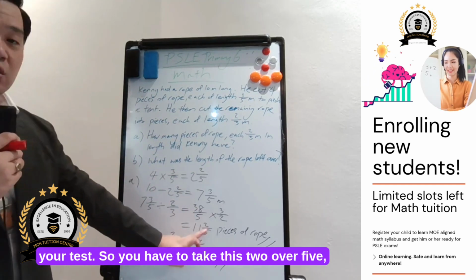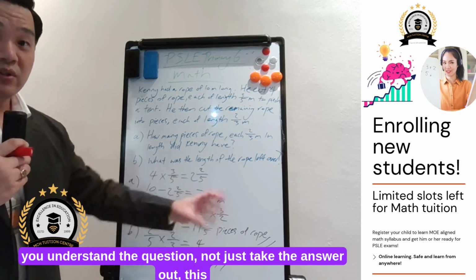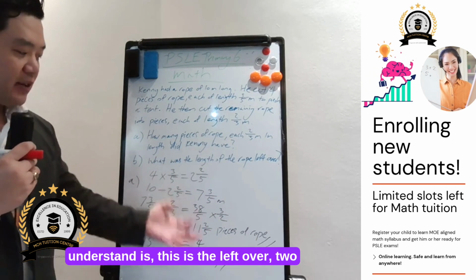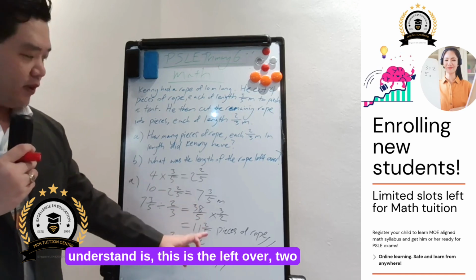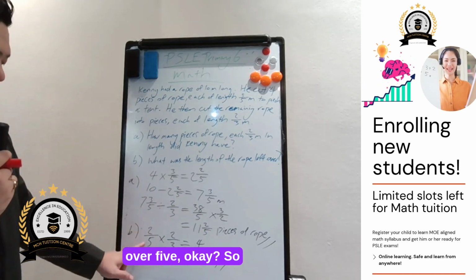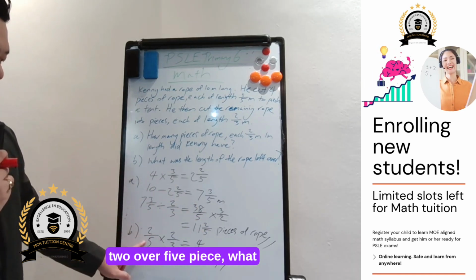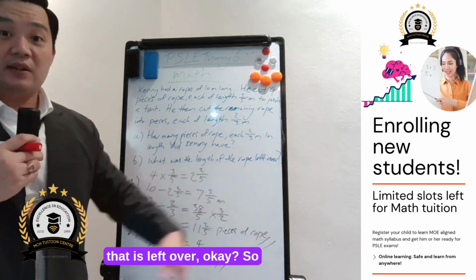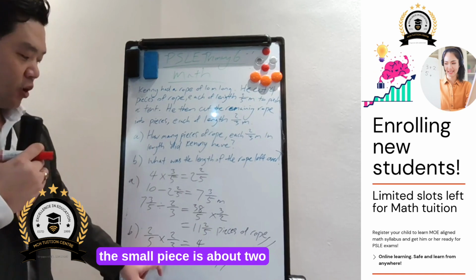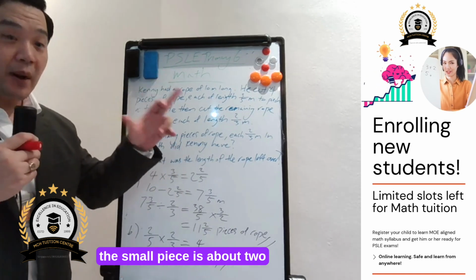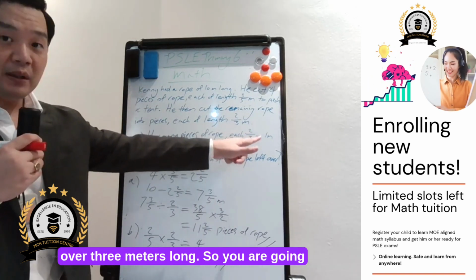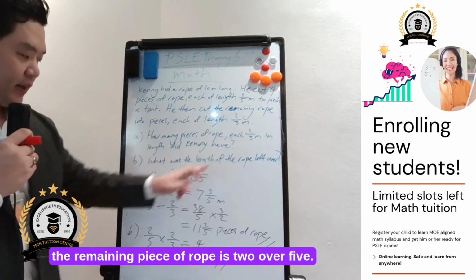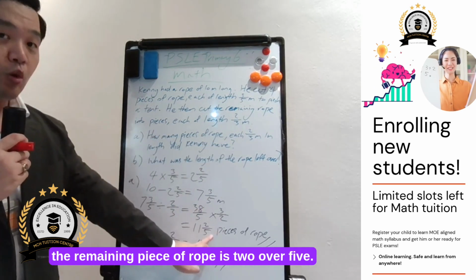So you have to take this 2/5, you have to understand the question, not just take the number out and perform the calculation. So what you have to understand is this is the leftover 2/5. Okay, so 2/5 piece, what is the length of the rope that is left over? The small piece is about 2/3 meters long. So you are going to use the length 2/3. Then the remaining piece of rope is 2/5.